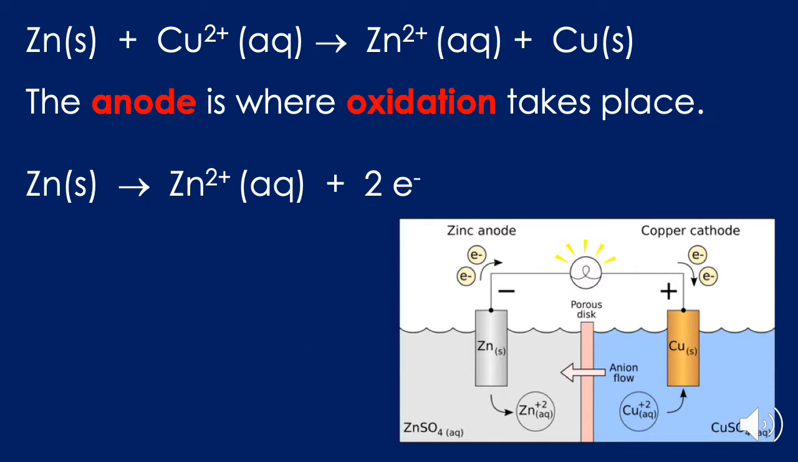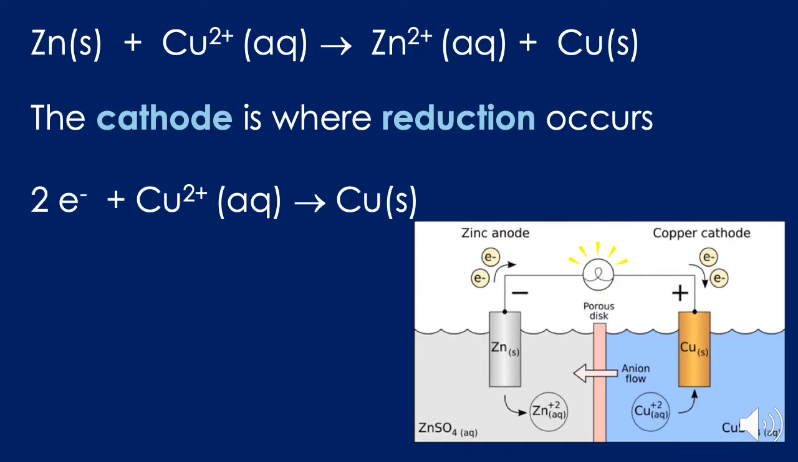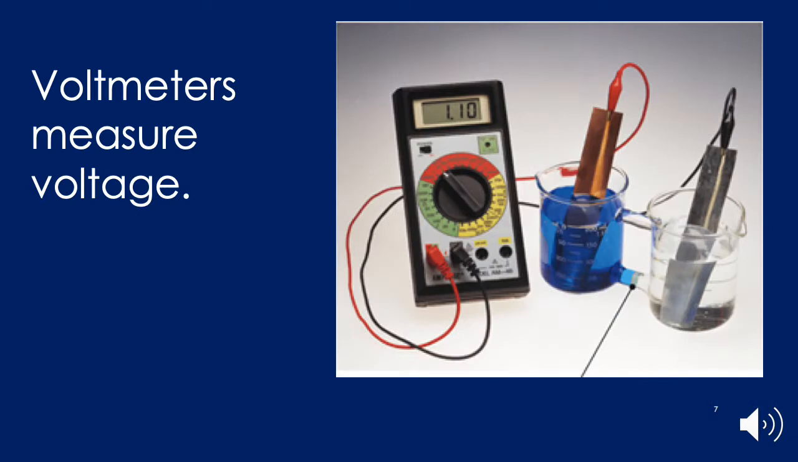The zinc goes from being neutral to having a 2 plus charge. This is oxidation. Oxidation occurs at the anode. The blue solution has copper 2 plus ions. A voltmeter is used to measure voltage.